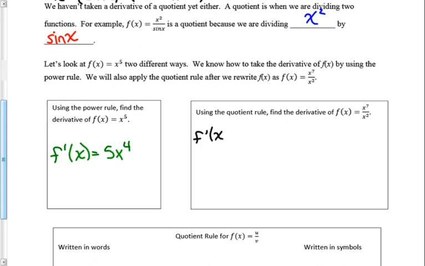So I'm going to take the derivative of this and I'm going to walk you through what I'm doing. I'm going to first start with the denominator, or the bottom, and then I'm going to multiply that by the derivative of the top.